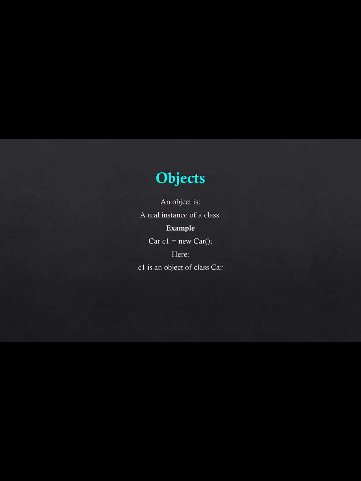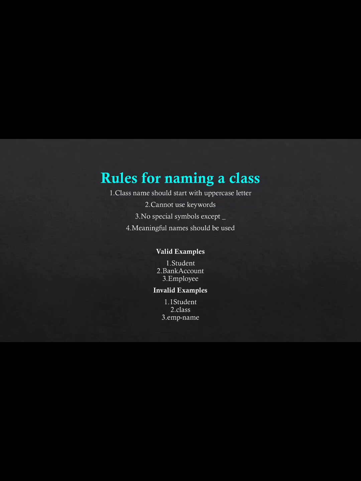And here is the syntax for an object that you write: Car C1 = new Car, which means Car is the class name, C1 is the object name, and new is the word which gives the object the allocation of memory in the computer. So due to this new keyword, an object gets its memory in the computer. Now here C1 is an object of the class Car.